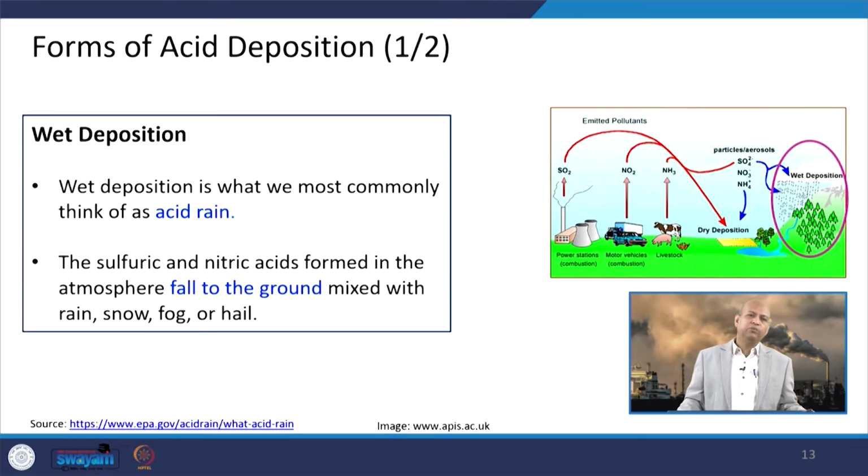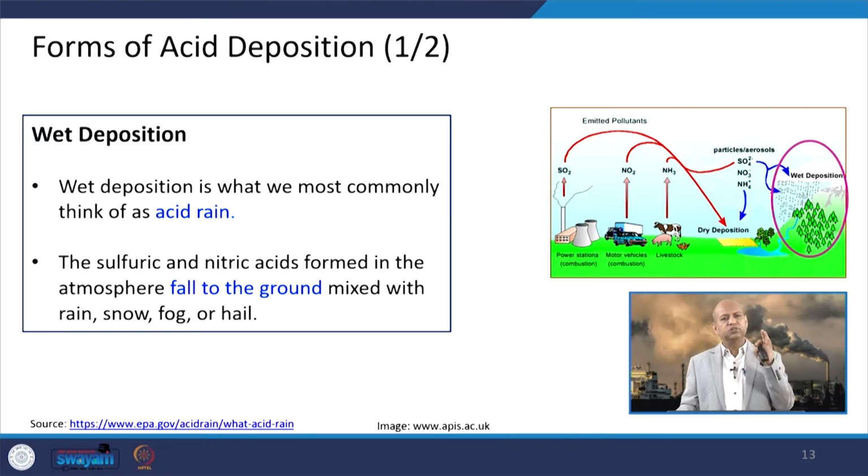When we talk about the forms of acid deposition, in what way they get deposited, we briefly touched on that: wet deposition is there, dry deposition is there. If you talk about wet deposition, basically it is commonly known as acid rain.